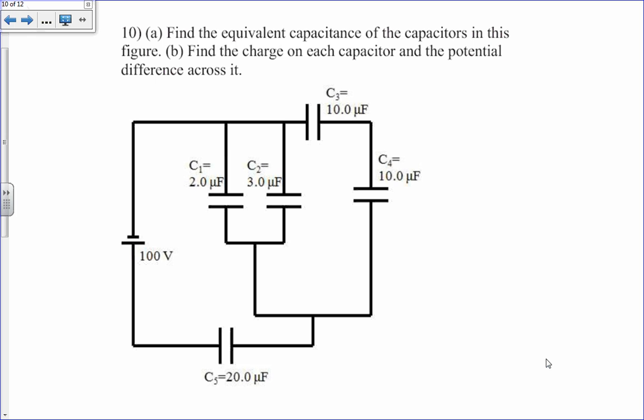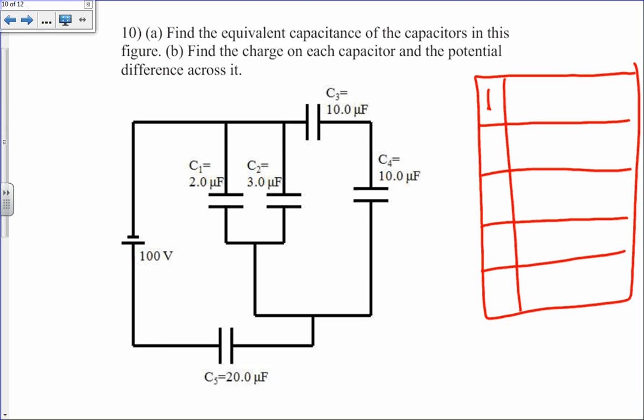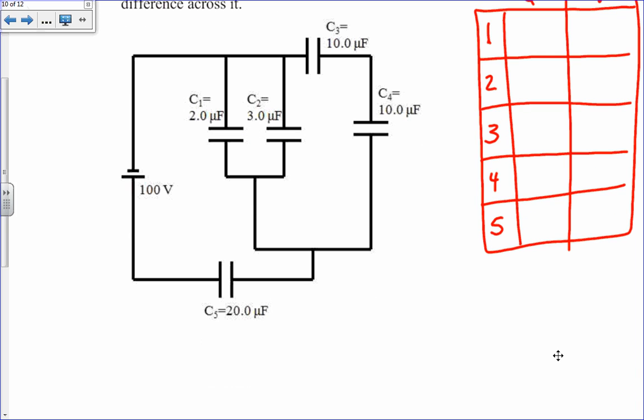All right, so this is another capacitor circuit. I want to find the equivalent capacitance and the charge and potential across each capacitor. Let's do it like I did before. I'll make a little table. So you have 1, 2, 3, 4, 5. I'll say this is charge. This is voltage. All right. I want to find the equivalent capacitance first. First, I actually want to draw a circuit that is the same as these.